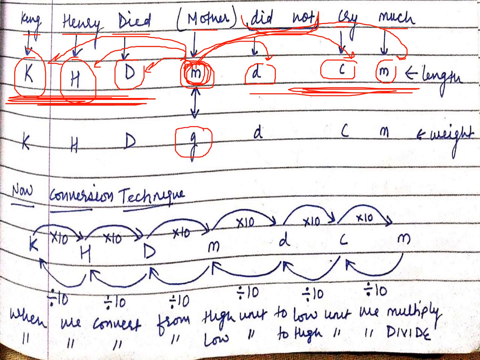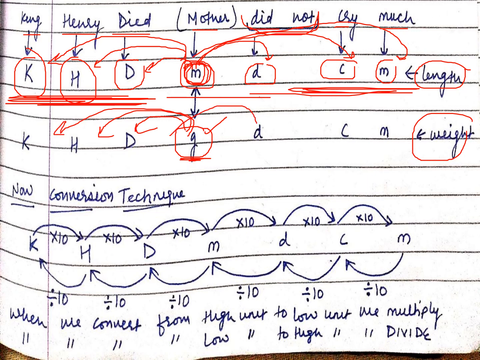Similarly, this base can be gram also. Suppose you can say King Henry died, grandmother did not cry much. So it becomes G, the other base for the weight case. This is for the length case. For the weight case, the formula is the same, only the base is changed, gram. This becomes decagram, hectogram, kilogram, decigram, centigram, milligram. Very easy. This was the formula that will help you to tackle any question in the world.